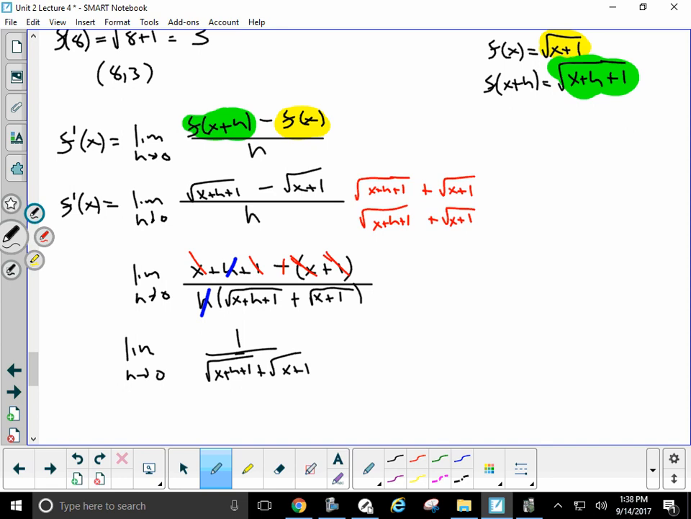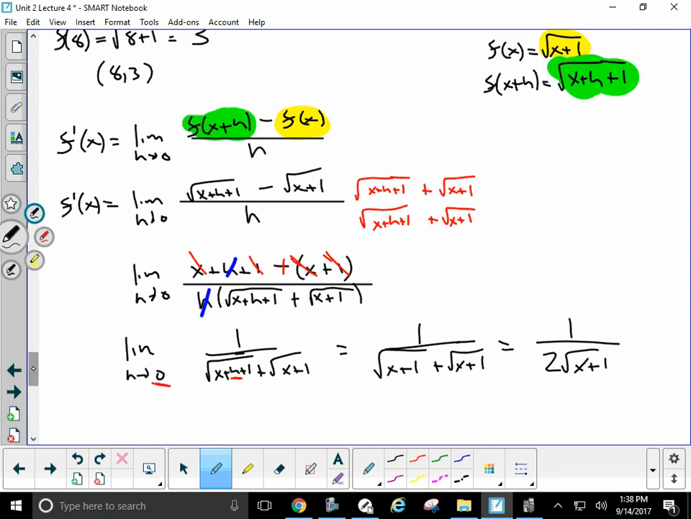Is that my answer? What's the last step? Plug in 0 for h. And let's see what I get. 1 over root x plus 1 plus root x plus 1. Could I simplify that? What is that? 2 root x plus 1.